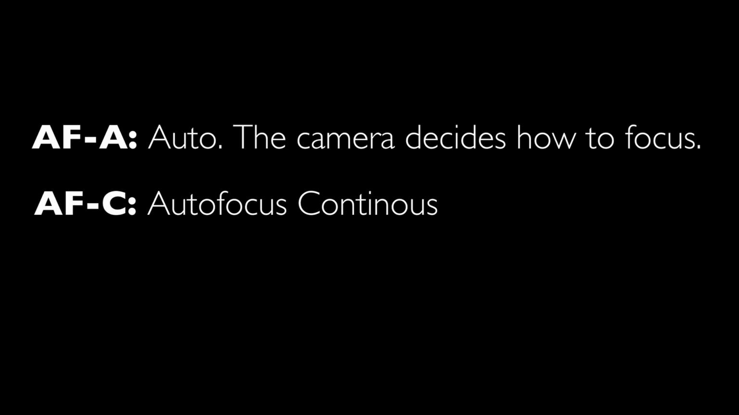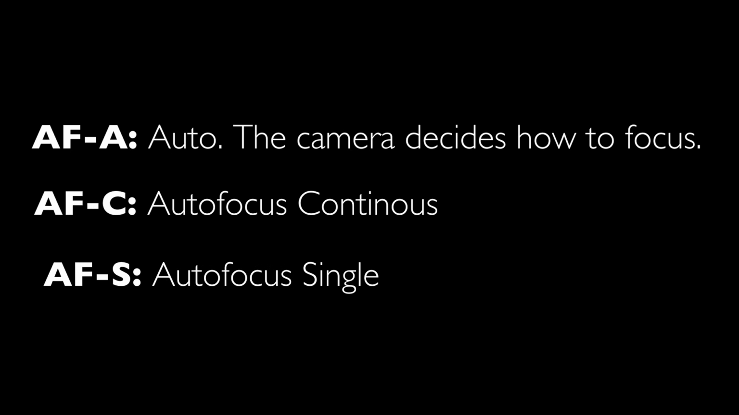AFA is an auto mode where the camera is making all sorts of choices for you, and we're not going to use that one. Let's try and keep this so that we're making decisions and not the camera. AFC means autofocus continuous. The camera is going to keep focusing all the time on whatever it is pointed at, even as the subject moves or as you move. AFS means autofocus single. The camera will lock focus on your subject and then stop focusing until you let up on the shutter and press it halfway again.